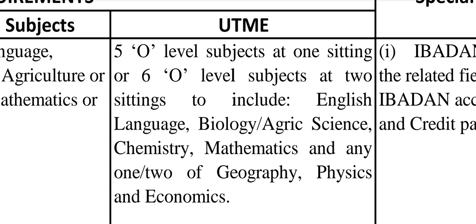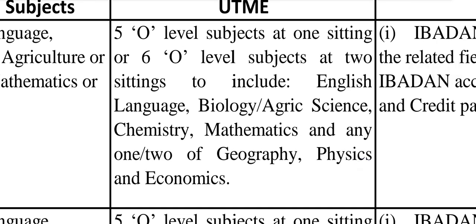Okay, now in your O level you must have English, biology or agric as it has been stated here, chemistry, mathematics and any other one or two of geography, physics and economics. So the interpretation of this is that English language is compulsory as O level subject, biology or agric is compulsory, chemistry is compulsory, mathematics is compulsory. So we have 1, 2, 3, 4. 4 compulsory subjects like that.